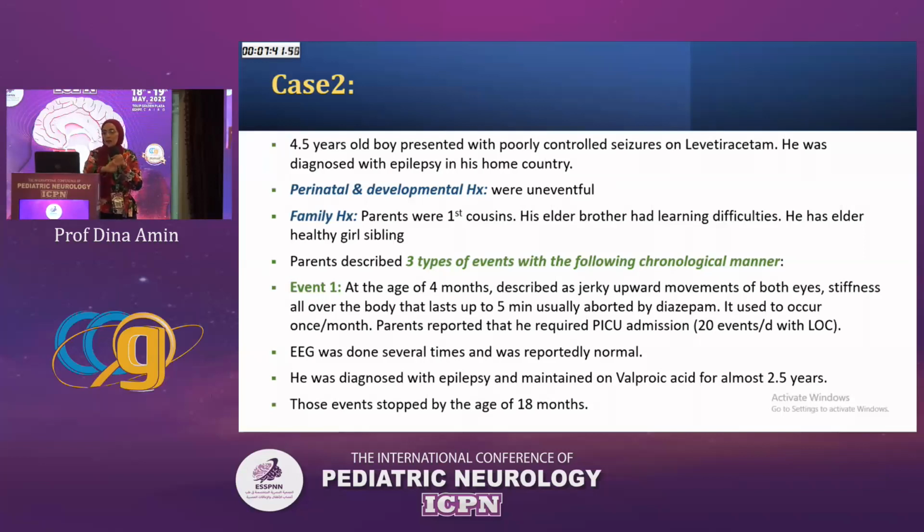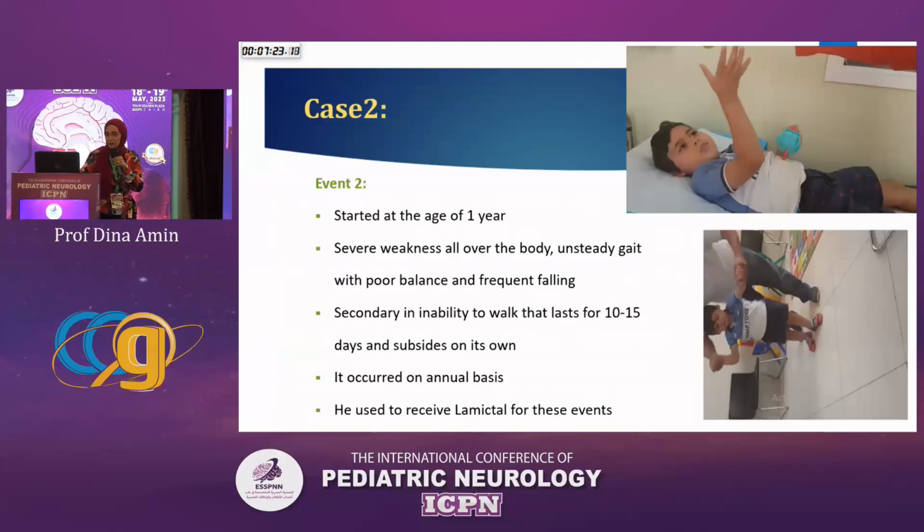So he has 3 types of events. I will start in a chronological manner. The first event, which I never witnessed, at the age of 4 months, he had upward rolling of the eyes and stiffness all over the extremities, which were treated as seizures, and he was maintained on valproic acid, and he remained seizure-free. And these events stopped completely at the age of 18 months.